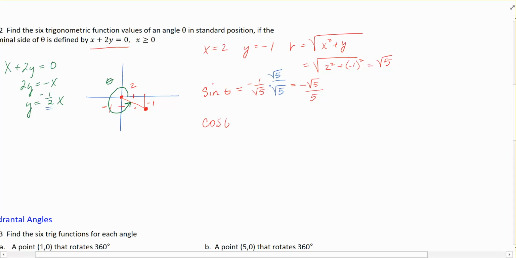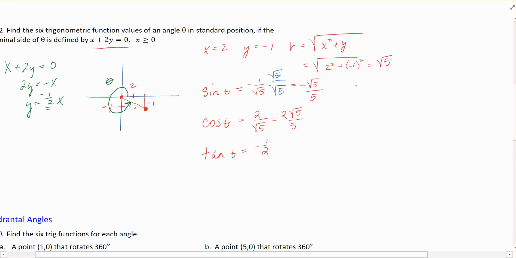The cosine of theta is defined as x over r, so that would be 2 over the square root of 5. Again, we can't leave it like that. Let's rationalize, multiply top and bottom by the square root of 5, and I get 2 square root of 5 over 5. Tangent is defined as y over x, so that would be negative 1/2.